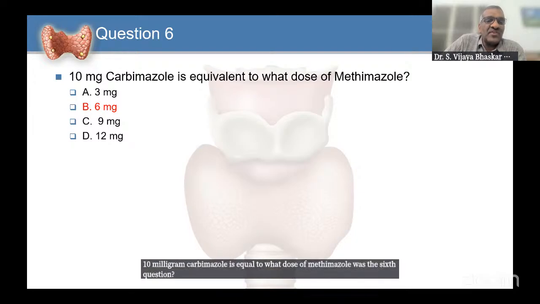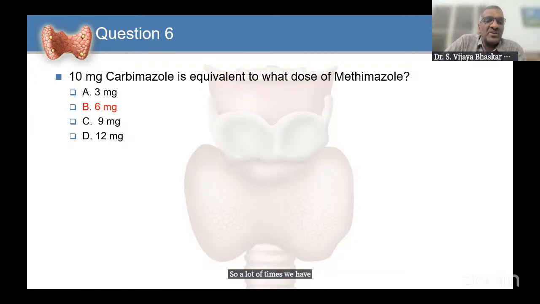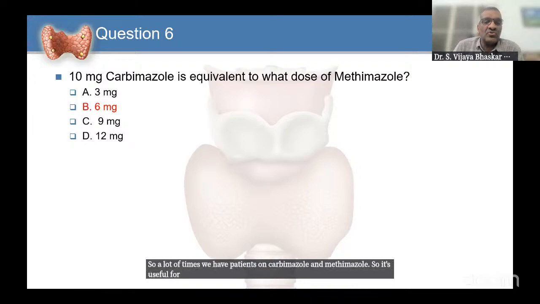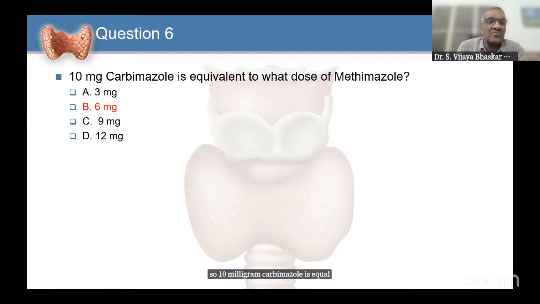A lot of times we have patients on carbimazole and methimazole, so it's useful for the practitioner to know the converting factor. 10 milligram carbimazole is equal to 6 milligram of methimazole.